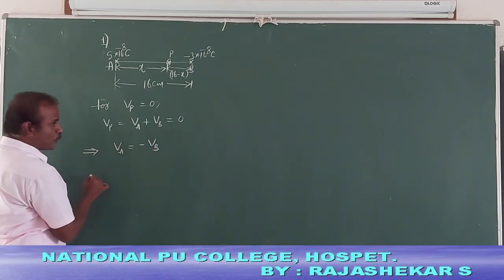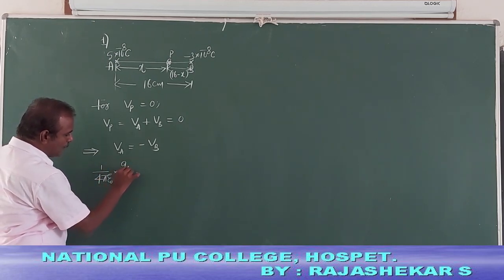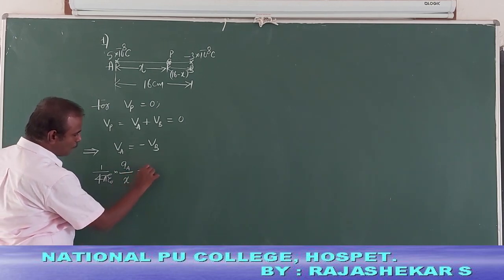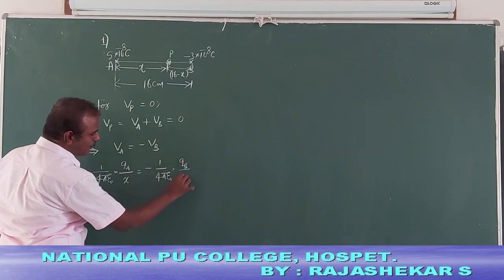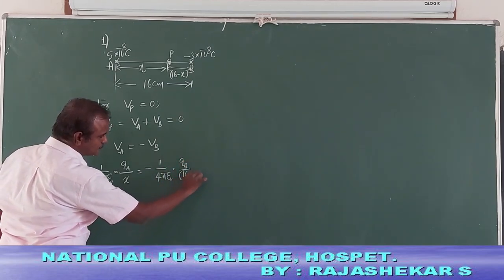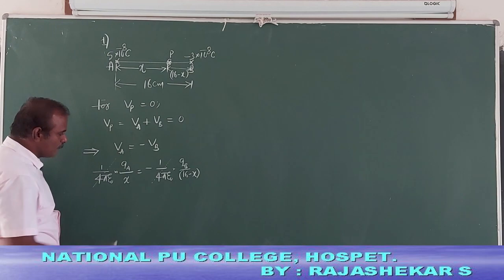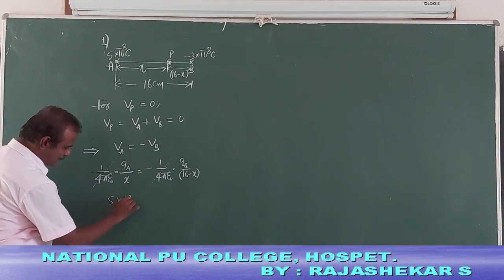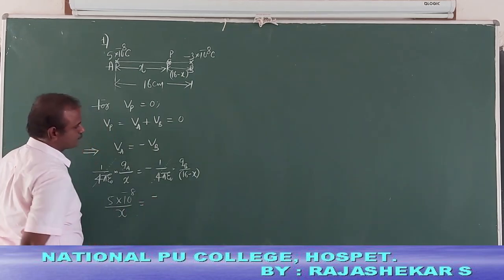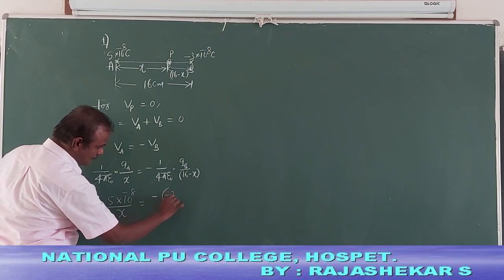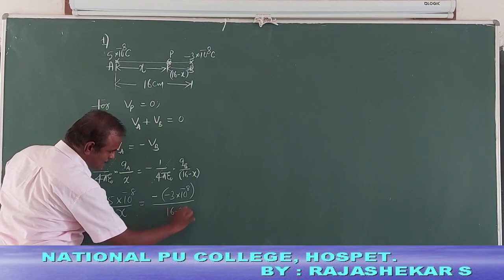Remember, what is Va? Potential due to a charge, remember the formula: 1 by 4 pi epsilon naught, charge at A divided by the distance x, is equal to minus 1 by 4 pi epsilon naught into charge at B divided by the distance, that is 16 minus x. So this cancels. What is charge at A divided by x, equals minus charge at B, which is -3 × 10^-8, divided by 16 minus x.